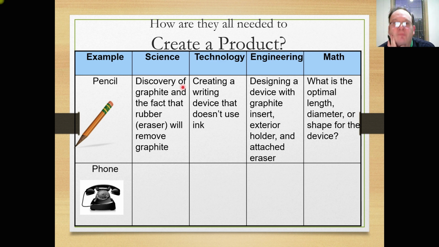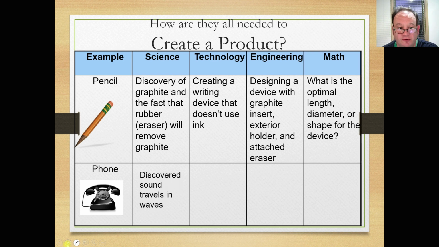All right, so I want you to apply what we've talked about here. What does the scientist, technologist, mathematician, and engineer do when it comes to the phone? What was their responsibility? So go ahead and start filling out this table as you pause the video. All right, welcome back. Let's see how you did. Okay, so the scientists discovered that sound travels in waves.